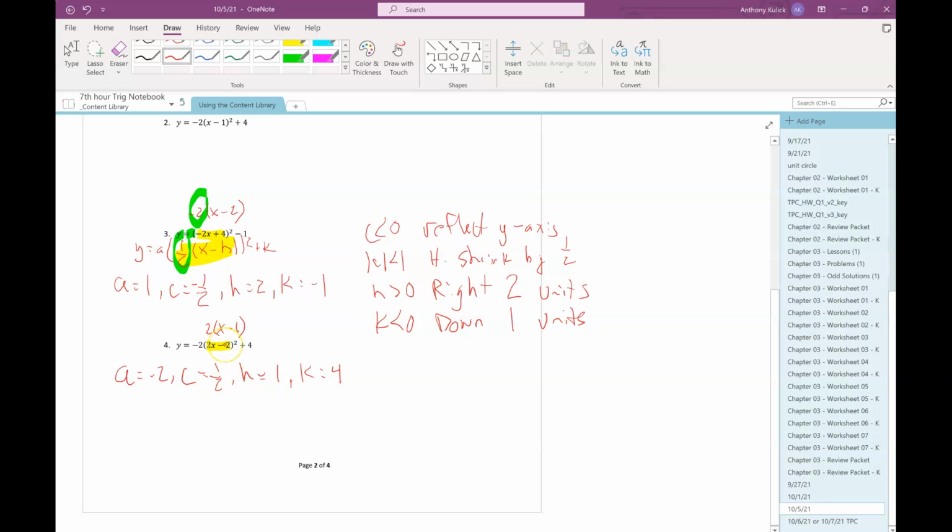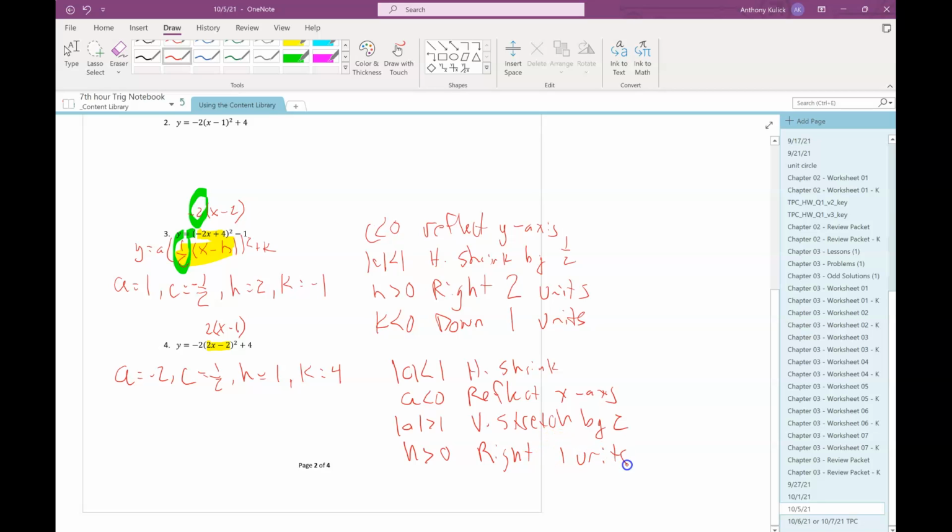Since the C is positive, I don't have to worry about a reflection, but the absolute value of C is less than 1, so we still have that horizontal shrink. Since the A is negative, we have a reflection on the x-axis. Since the absolute value of A is bigger than 1, we have a vertical stretch by a factor of 2. Since the H is positive, we're going to be going right that many units. And since the K is positive, we're going to be going up that many units. And that's all.